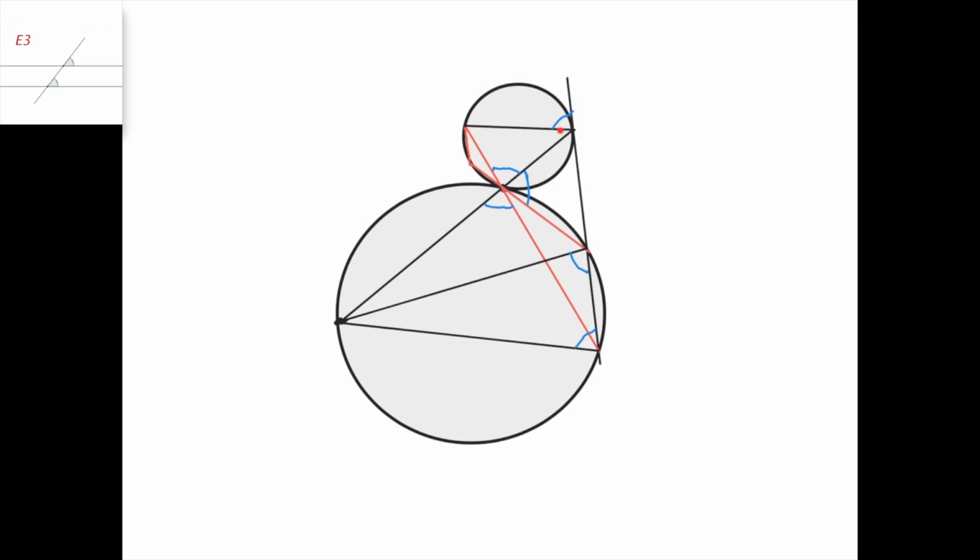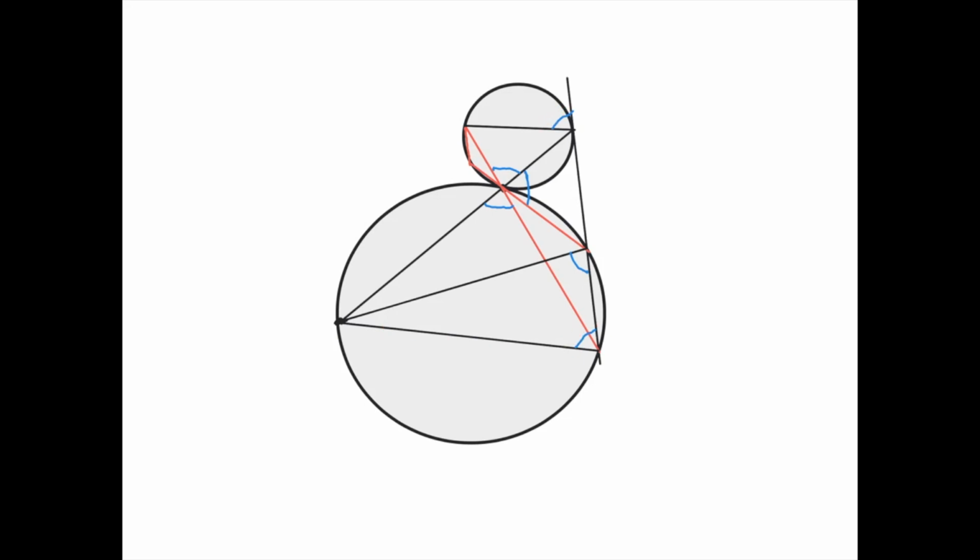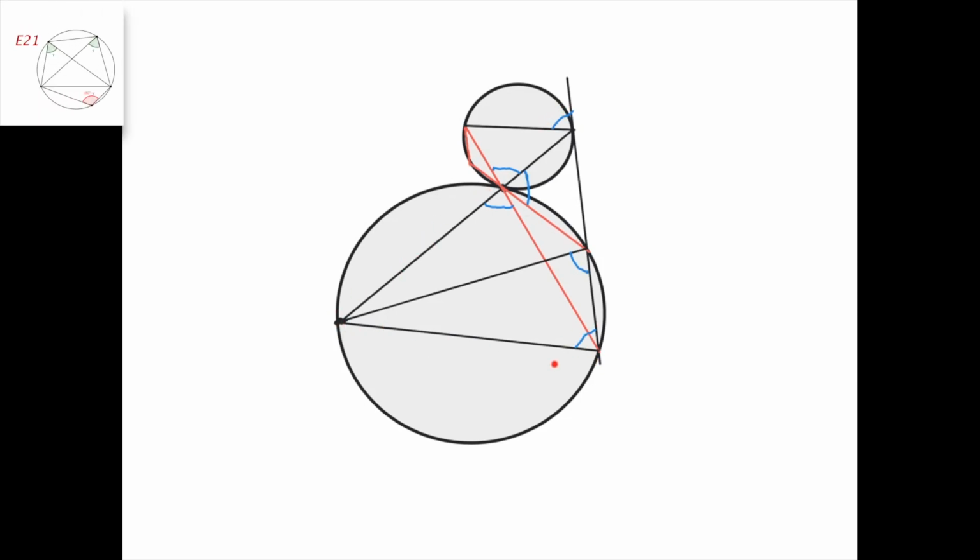And we know because this line is parallel to this line that this angle equals this angle. Next, this is a cyclic quadrilateral. We know that this angle corresponds to this arc, and so it equals this angle here.